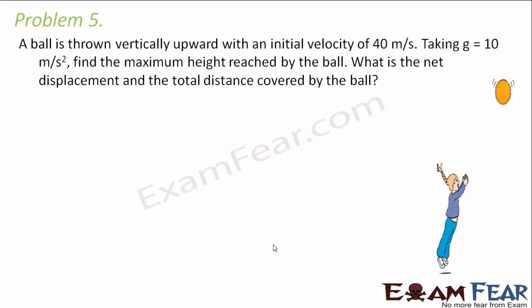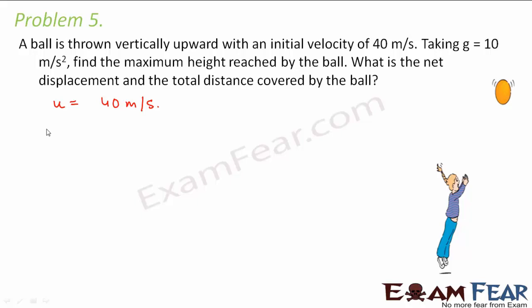Let us look at problem 5. It says a ball is thrown vertically upward with an initial velocity of 40 meters per second. Okay, so the initial velocity is given as 40 meter per second. Taking g is equal to 10 meter per second square.